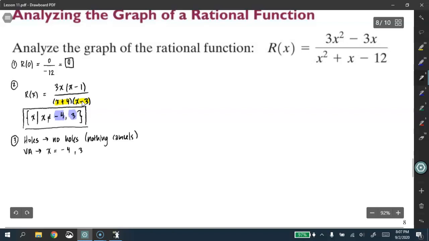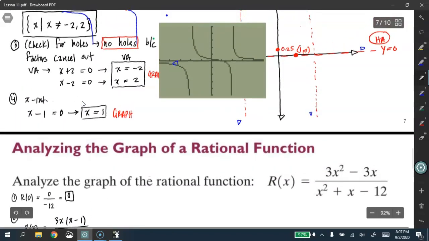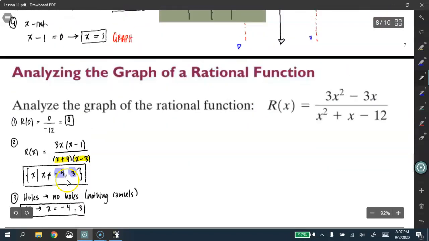So oftentimes I get a question from students and they ask, well, what if there was a hole? Then what would have happened? Basically, if there was a hole, we would have taken that particular x value and said that there's a hole at that x value, and the other x value we would have said has a vertical asymptote. Simple. All right. So in the previous example, we checked for holes, and because none of the factors canceled out, we said there were no holes. So once again, we come to the conclusion that there are no holes, but there are vertical asymptotes at the values of negative 4 and 3.